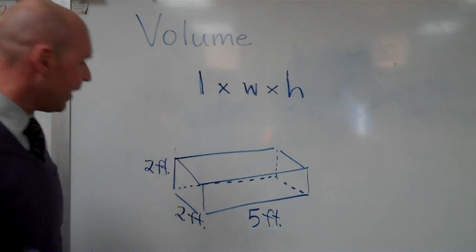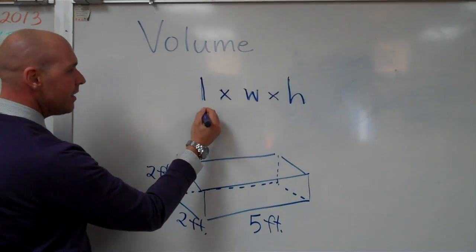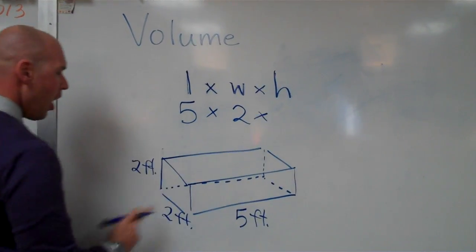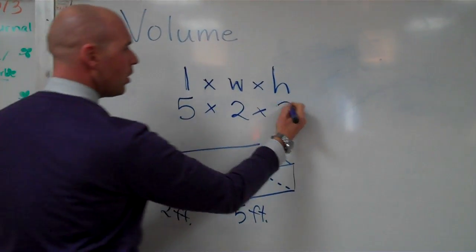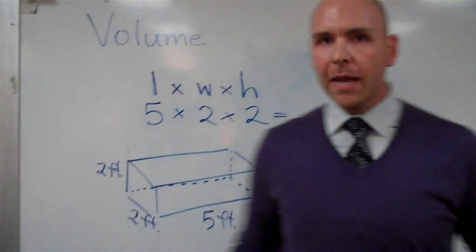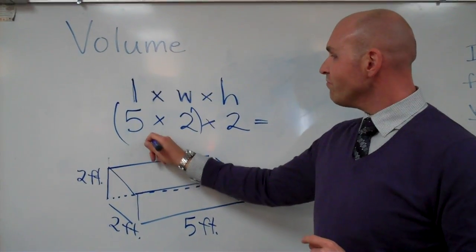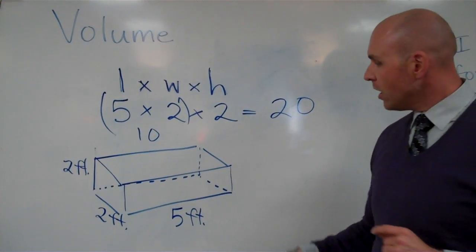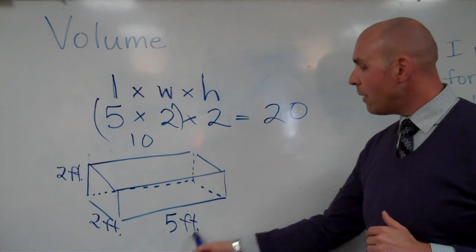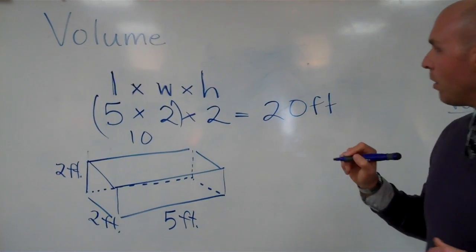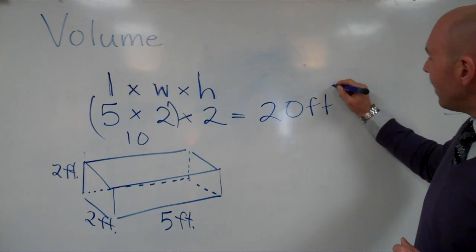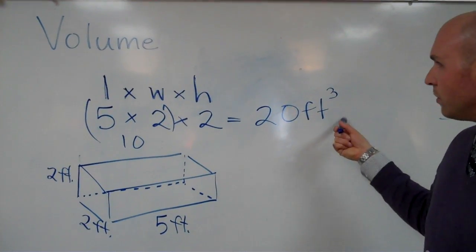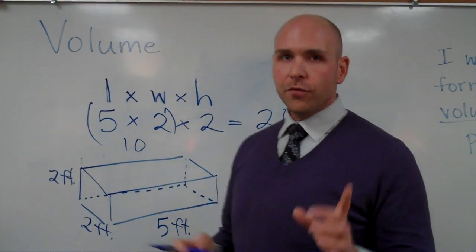Alright, let's see if you did it right. Our length is 5. Our width is 2. Our height is 2. Let's multiply them all up. 5 times 2 is 10. 10 times 2 is 20. You're almost done. You have to figure out what your cubic units are going to be. I'm using feet, but I have to remember to add a little something here. I have to add a 3 up here to show that it's feet cubed. Alright, so those are a couple for you to practice.